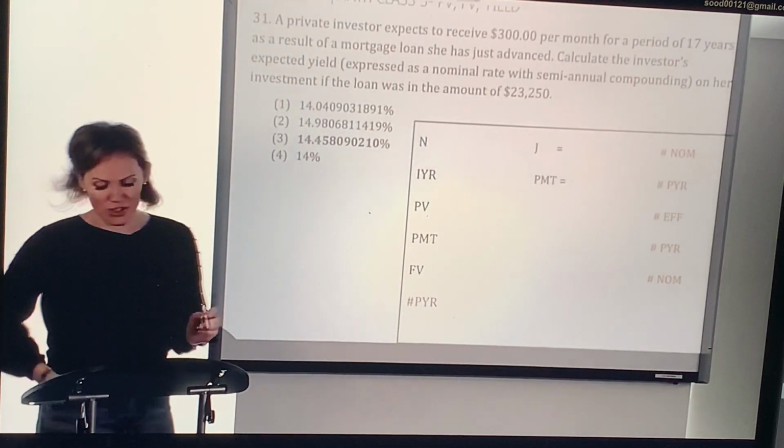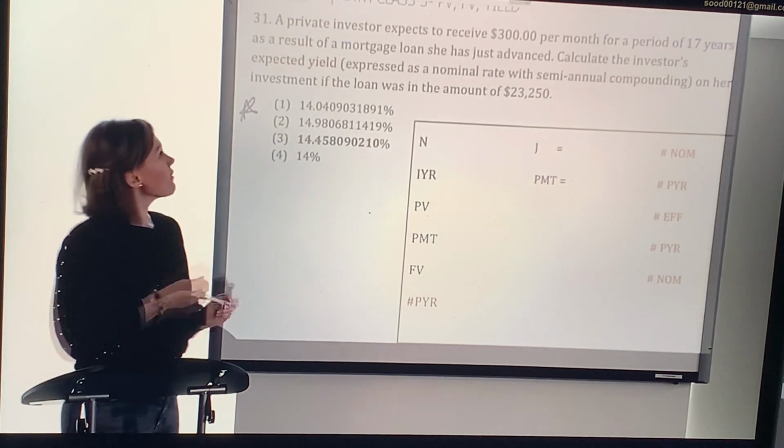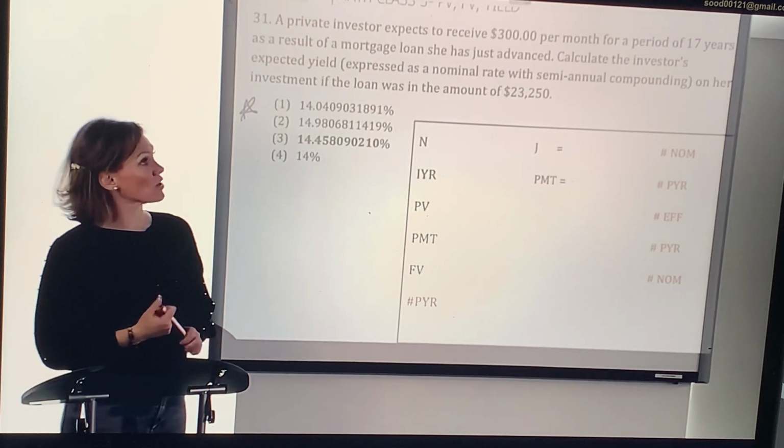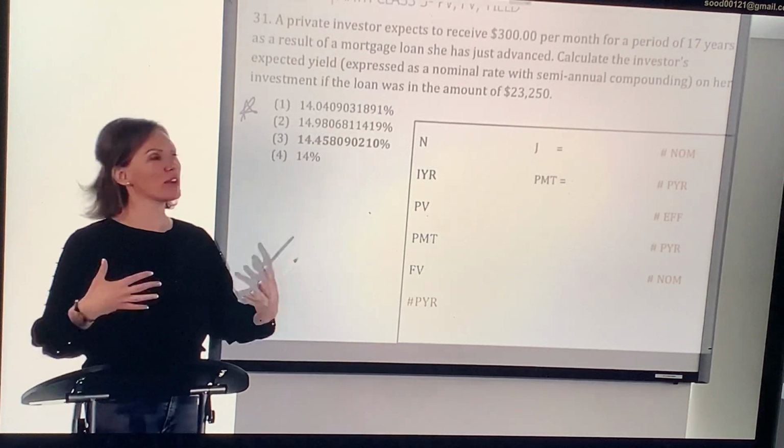Question 21. So put a star next to this question. This is a very common question in the exam. They like this one. So what do we have in here? We have a private investor who expects to receive $300 per month. So this is the first time we have an investor who gets the payments, but it doesn't matter. Payment is a payment. You're still going to put it as your PMT.